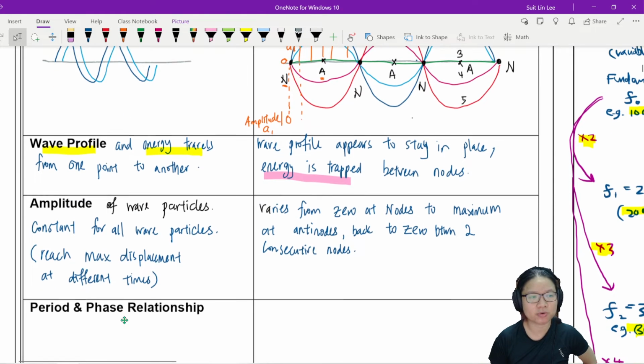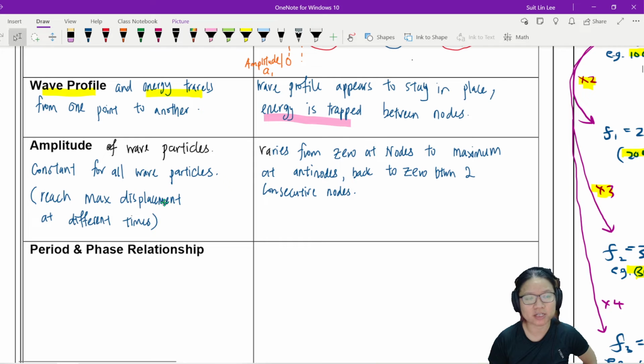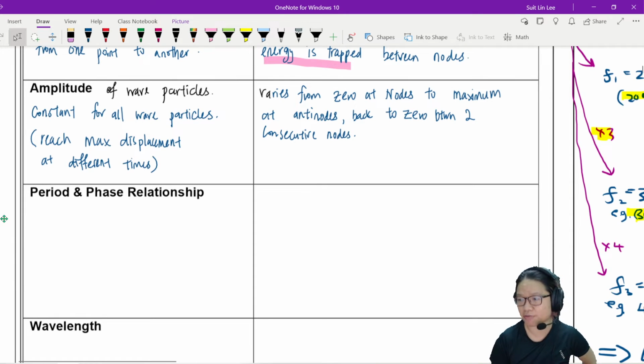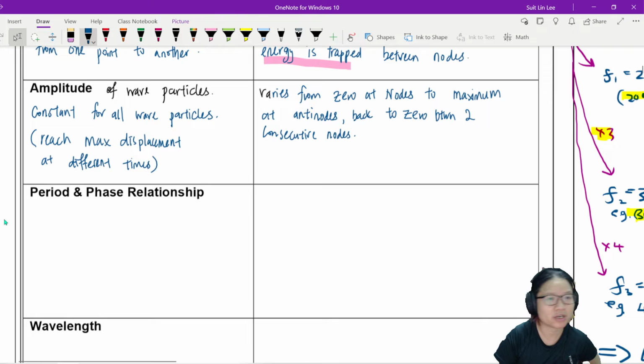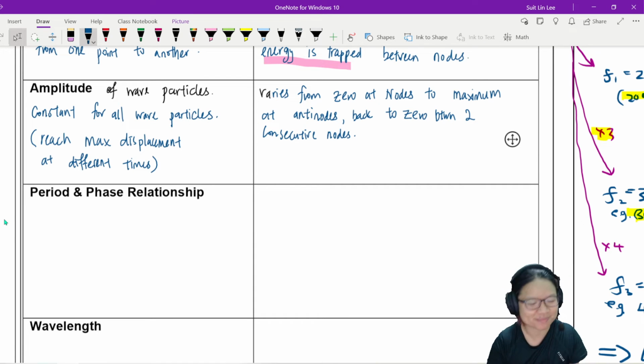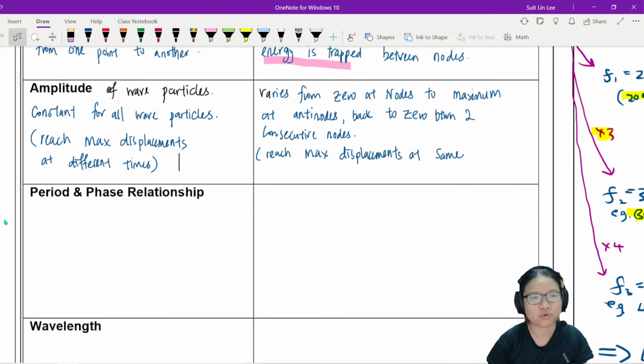So this is a direct opposite of the amplitude of the progressive wave. In a progressive wave, they have the same amplitude, but they reach maximum at different times. In a standing wave, they have different amplitudes, but they reach maximum at the same time. Let's write that down: reach maximum displacements at the same time.